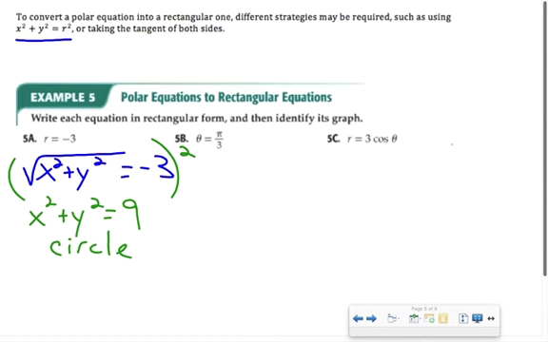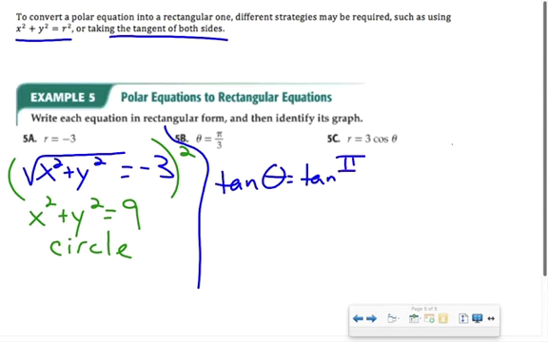In part B, I have the equation theta equals pi over 3. And one of the strategies that I mentioned was sometimes taking the tangent of both sides kind of helps us shift from thetas and radians into x's and y's. So I'm going to take tangent of both sides. So tangent of theta will equal the tangent of pi over 3.